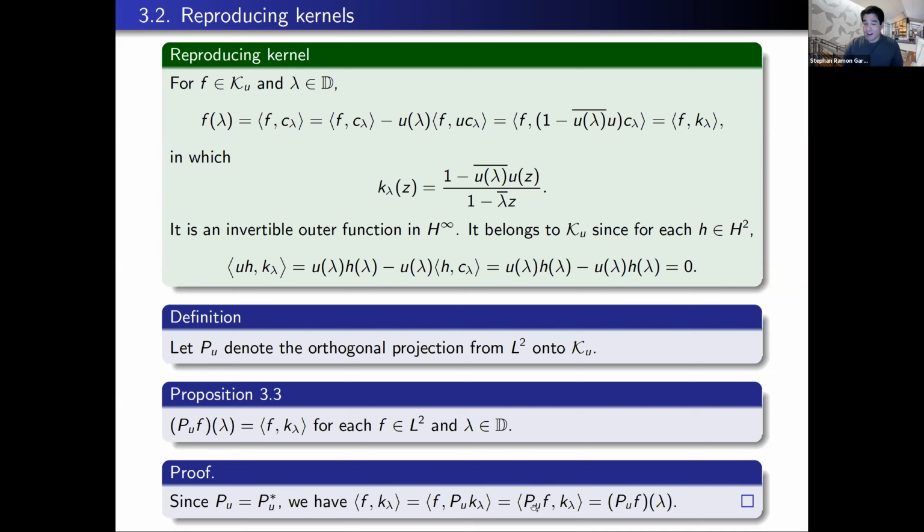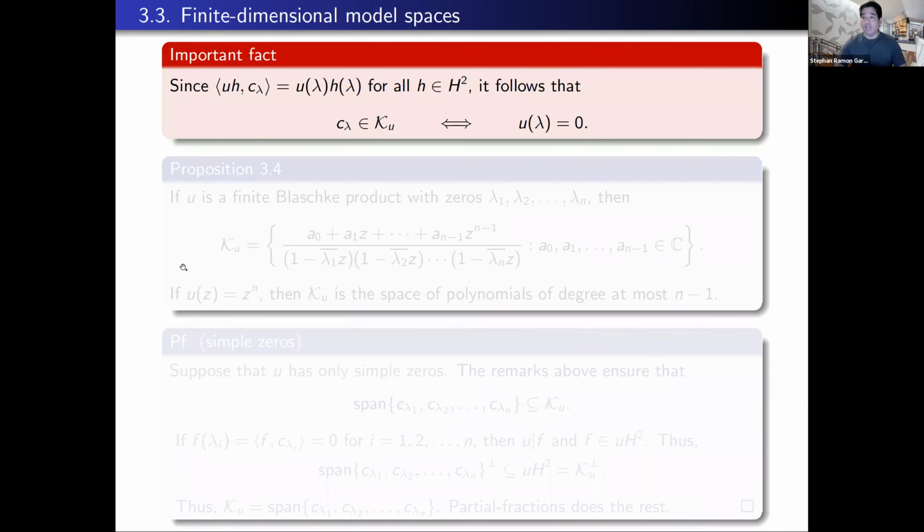And then what do I have? I have P sub U of F, which is something in the model space. I don't know exactly what it is, but it's in the model space. So the reproducing kernel for the model space certainly reproduces the value of this function P sub U of F at the point lambda. And again, this is a general argument that applies for reproducing kernel Hilbert spaces, but it involves some important ingredients. So what I can finally get to now are some characterizations of finite dimensional model spaces. And these are the model spaces for which we have a very nice concrete description.